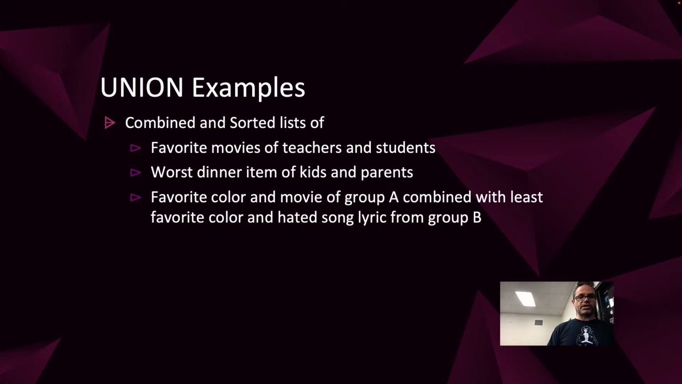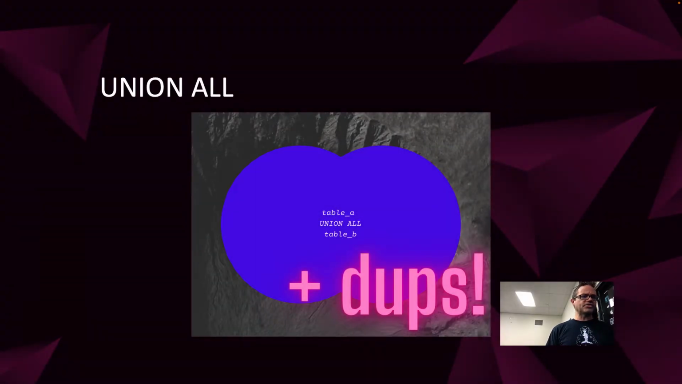Some examples of that would be combining the favorite movies of teachers and students, the worst dinner item of both kids and parents, the favorite color and movie of group A combined with the least favorite color and the hated song lyric of group B. Because again, we can combine things as long as it's the same type, we're good to go to combine that information. Union all is the same kind of thing.